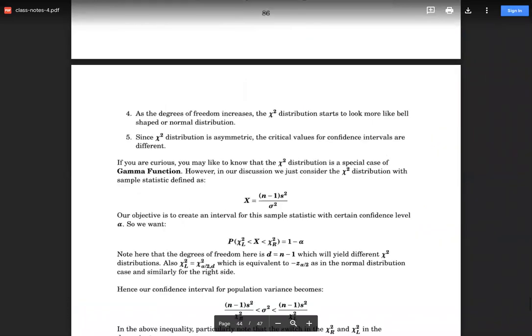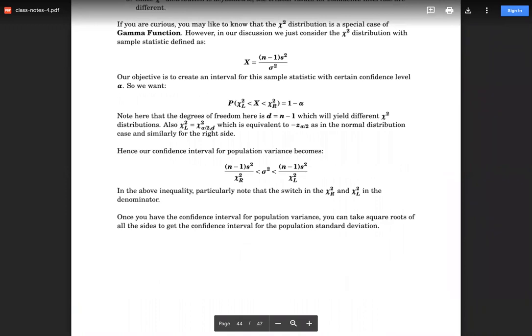I'll go over all these things here, so look at it. Confidence interval, this is the formula that you'll be using. The confidence interval for population variance is n minus 1 times s squared divided by chi-square sub r is less than sigma squared is less than n minus 1 times s squared divided by chi-square sub l.